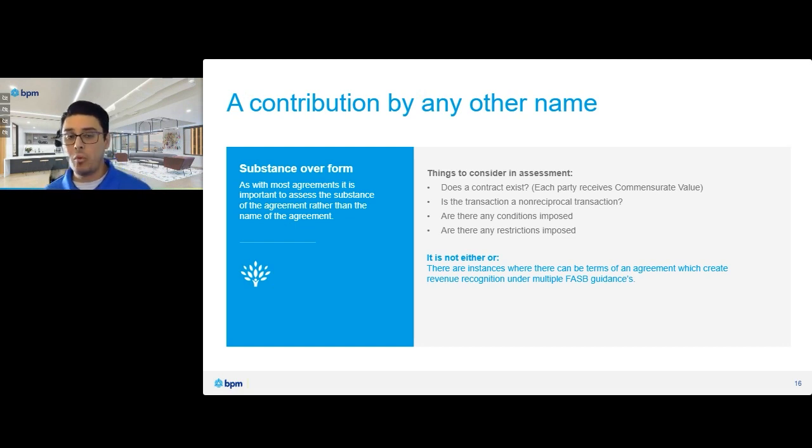And it's not either or. These agreements can have aspects of them that are exchange transactions and grants and contributions, I should say. And it's important to parse them out and to treat them appropriately depending on what is appropriate for each part of those agreements.